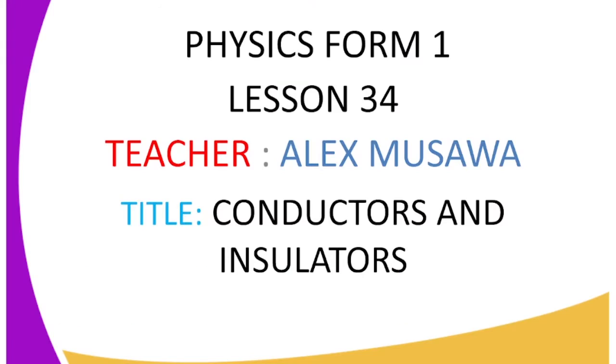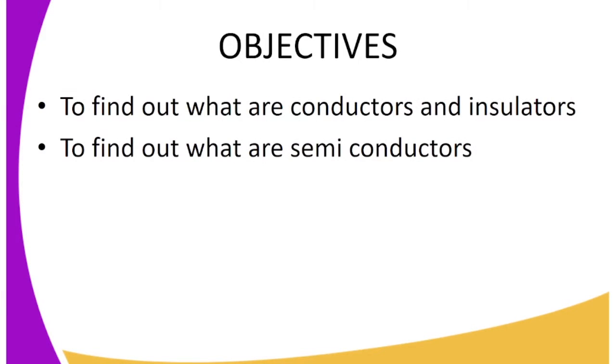I am teacher Alex Musawa and I'll be taking you through Physics Form 1, lesson number 34. Our title is Conductors and Insulators. The objectives of this lesson are: you're expected to find out what are conductors and insulators. Number 2, to find out what are semiconductors.